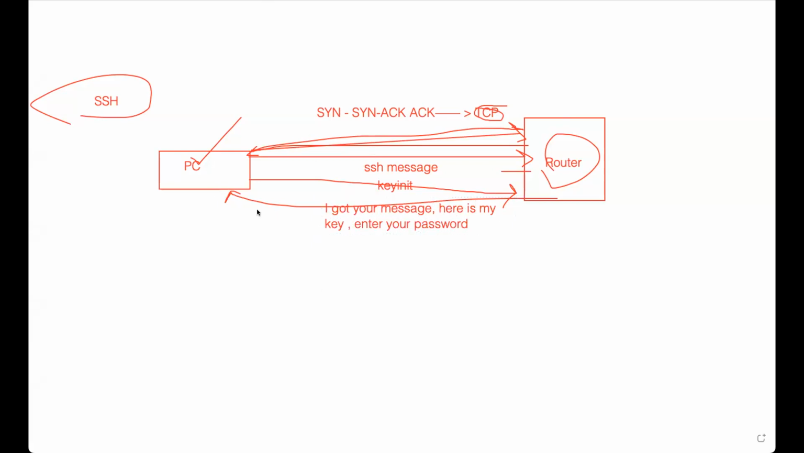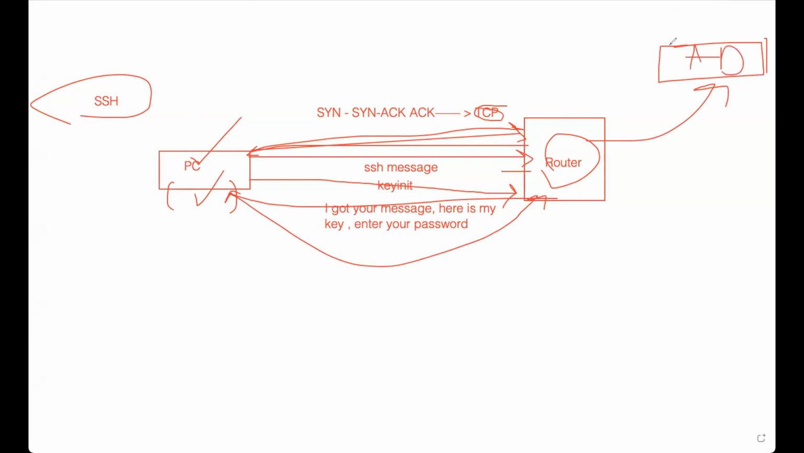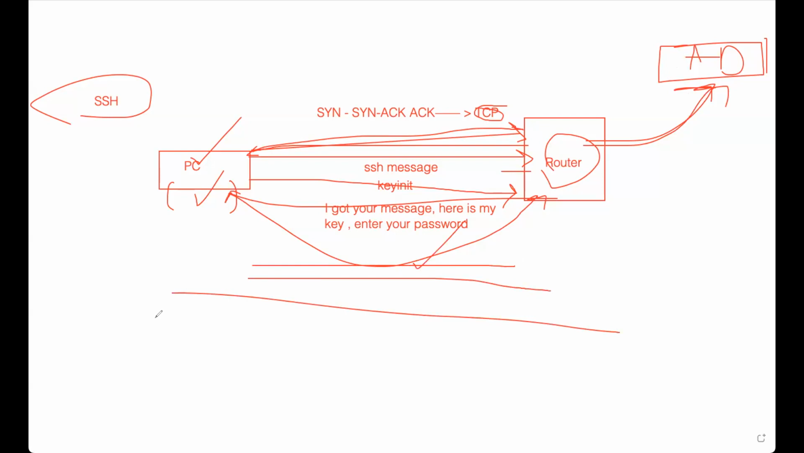Okay, so now I'll enter my password on my PC. It asks me for the password. I'll enter the password. Now, when I enter the password, the router will check back in its AD, which is the active directory where my password is saved. So the router will check the AD whether I entered the right password or not. If I entered the right password, the key exchange will be completed, and then the secure channel is formed.